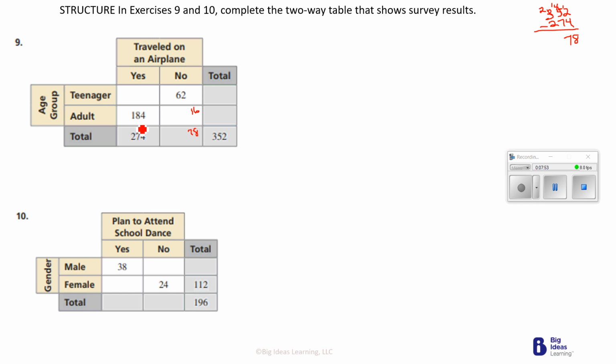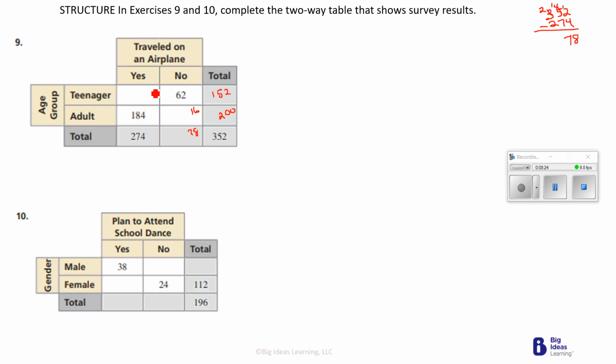All right, now that we've got these, we can figure out the total on this one. We see we have 184 plus 16. So 4 plus 6, that's going to be a 0. We're going to carry the 1, and then 1 plus 8 plus 1, that's 10, so that's another 0. Carry the 1, and then 1 plus 1 is 2. So this would be 200. Well, 352 minus 200, that's 152.